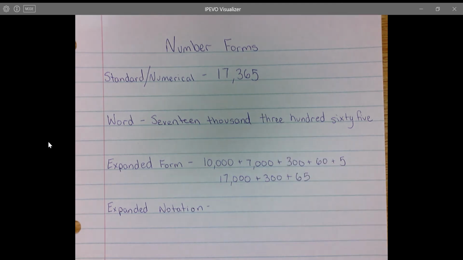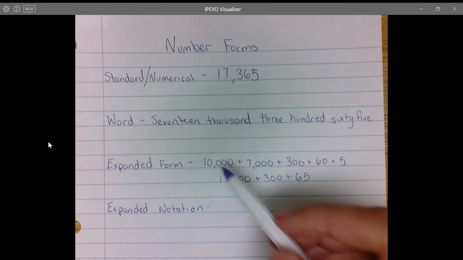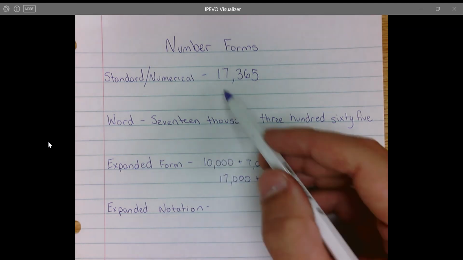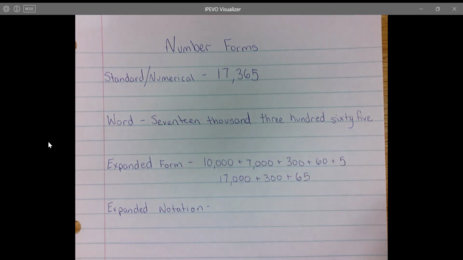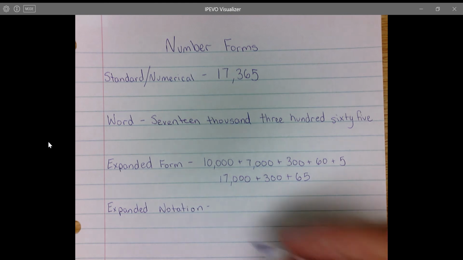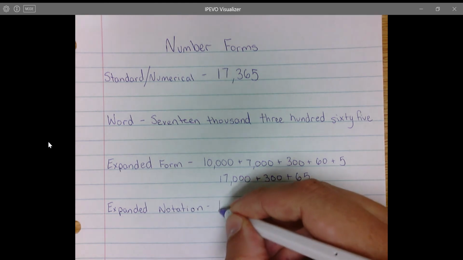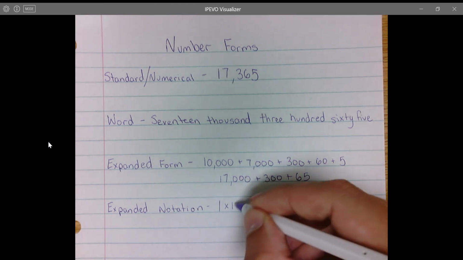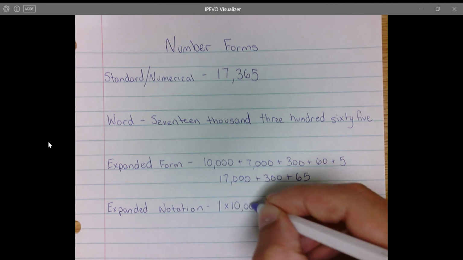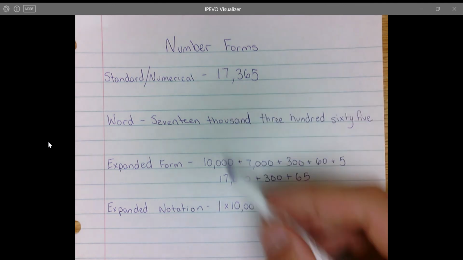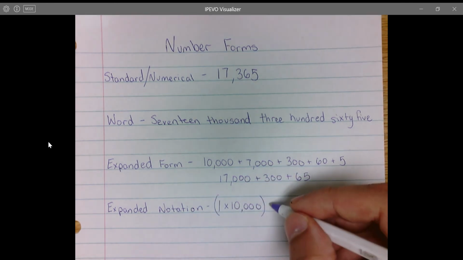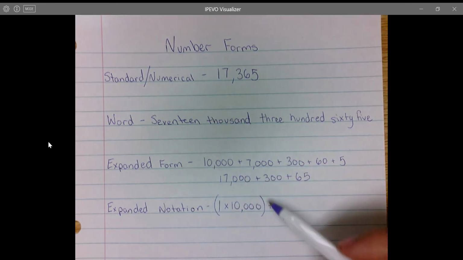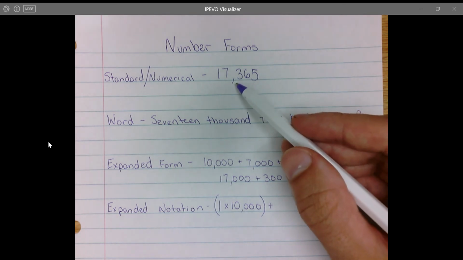This is where we're using multiplication and thinking of groups of. So this first one, looking at the 10,000s, how many 10,000s do I have? I have one group of 10,000. So I could write that with multiplication. 1 group of 10,000, because I'm in the 10,000s place value and I have one of them. And I like to do parentheses to help keep organized. And then I could do addition, and now I'm going to go into the thousands place value.